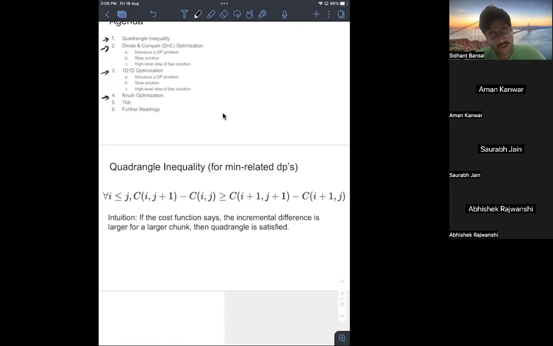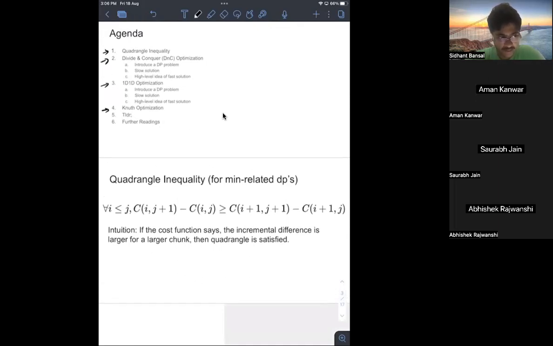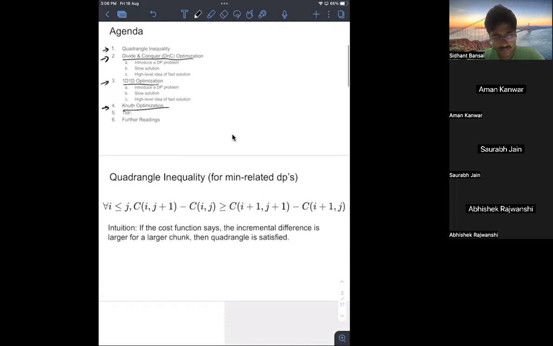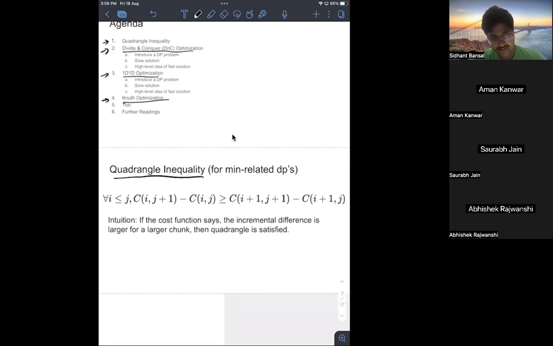What is quadrangle inequality? Quadrangle inequality is an inequality on the cost function of a DP. If you encounter a DP question and you observe that the quadrangle inequality is satisfied by the cost function of that DP problem, then you're pretty much good to go with one of these optimizations. You could probably be applying divide and conquer or 1D or not. Note that the way I would phrase it is this way. Quadrangle inequality is sufficient to do a DP optimization, but it is not necessary.